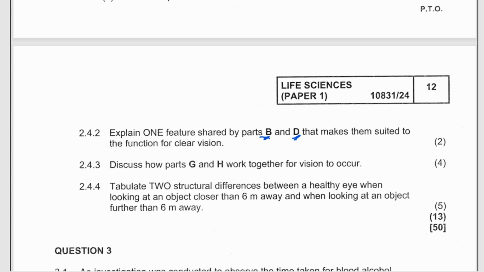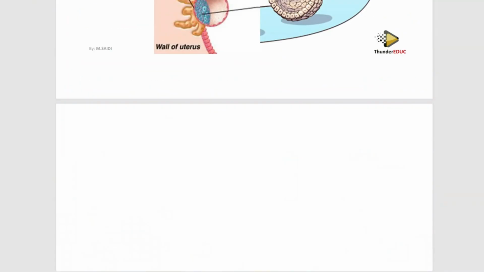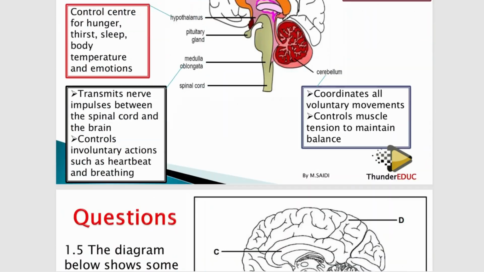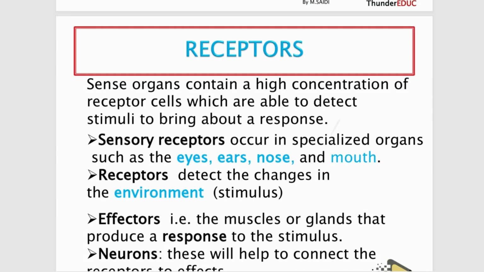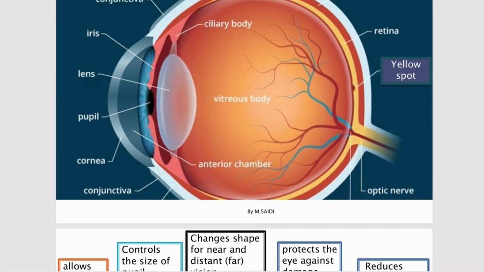They are saying how are part G and H. I think I should show you. Let me go to the eye. Yes, reset. So this is what I'm saying. You see this part, and then this lens. Both of them are transparent, so they allow light to come into the retina here. You see? Yes, that's what they are talking about.